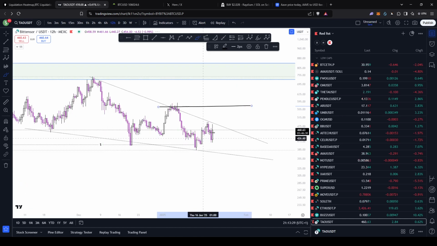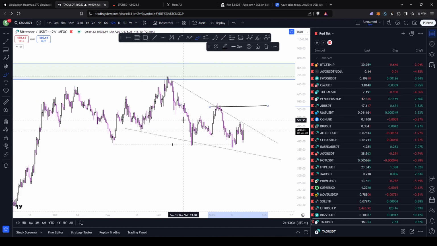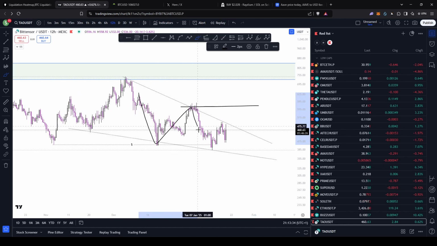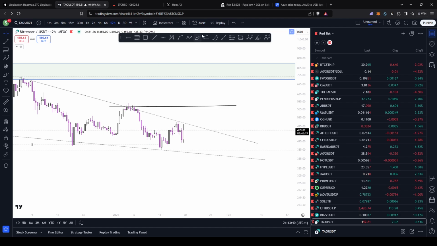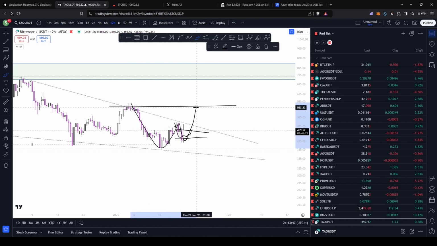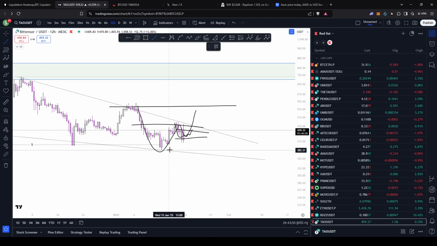566. You still want to see more strength here, because you did put in that lower low, lower low, lower low potentially. So you want to see some more structure here to form this low, higher low, and then you could be looking for this potential cup and handle. Initially targeting that previous high.